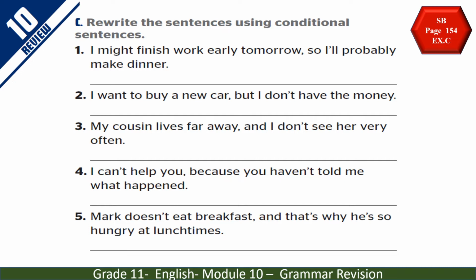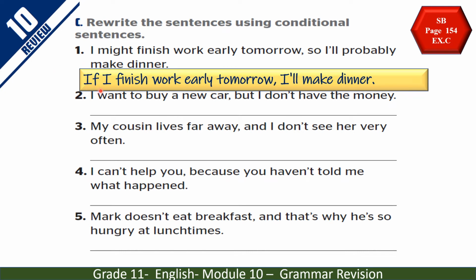This means we have to decide which type of conditionals we are going to use, zero, first, or second, and then rewrite the sentences using the word if or unless. Pause the video, take your time to answer the exercise, and come back to check your answers. The first sentence, the two verbs are in the future, so we are going to use first conditionals. You are right. So to use first conditionals, the answer is, if I finish work early tomorrow, I'll make dinner.